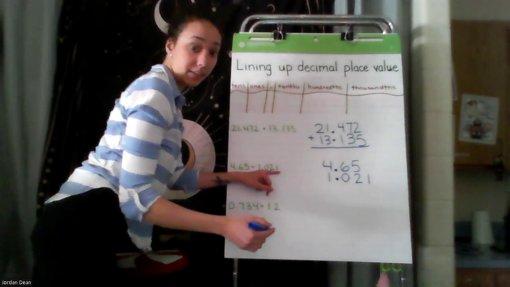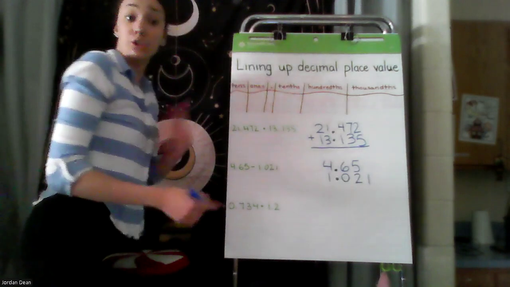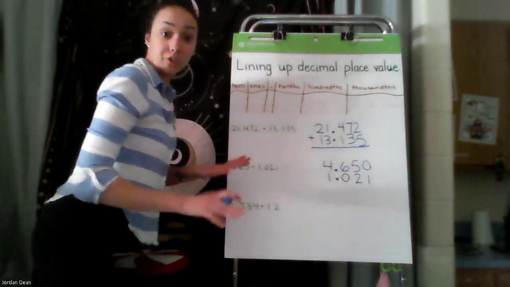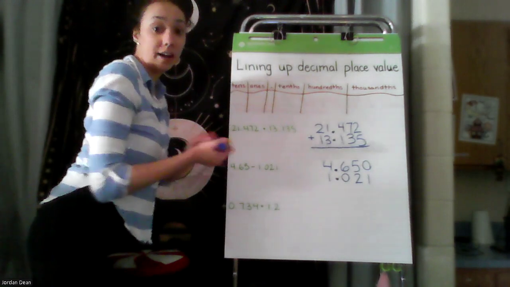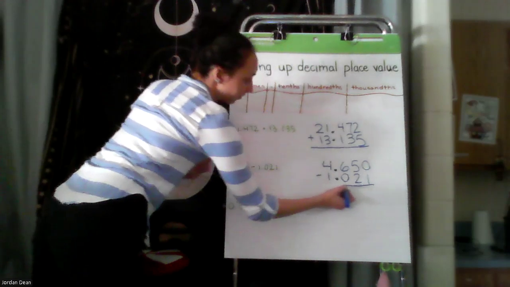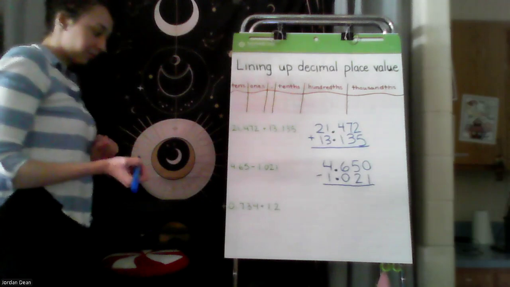Now in an instance like this, where we have a blank, you could leave it, but you could also place a 0. It does not change our place value when we add a 0 after our decimal. Then we can add our subtraction sign and our equation line.